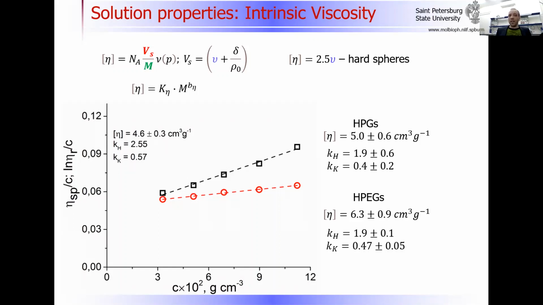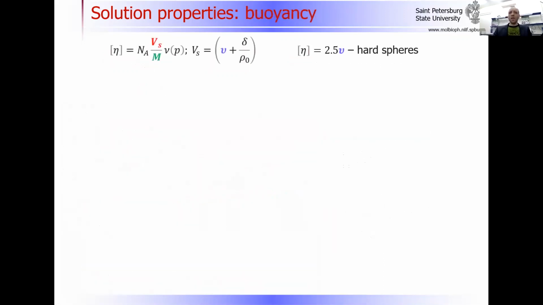But in this case, such high values of the Huggins constant are related to compact globular macromolecular conformations, approaching the spherical limit. As far as I remember, it should be around 2.4 or 2.6, I don't remember exactly. Also, the Kraemer dependence has a positive slope instead of a negative slope in this case. We also observed similar behavior for the hyperbranched polyethylene glycols.